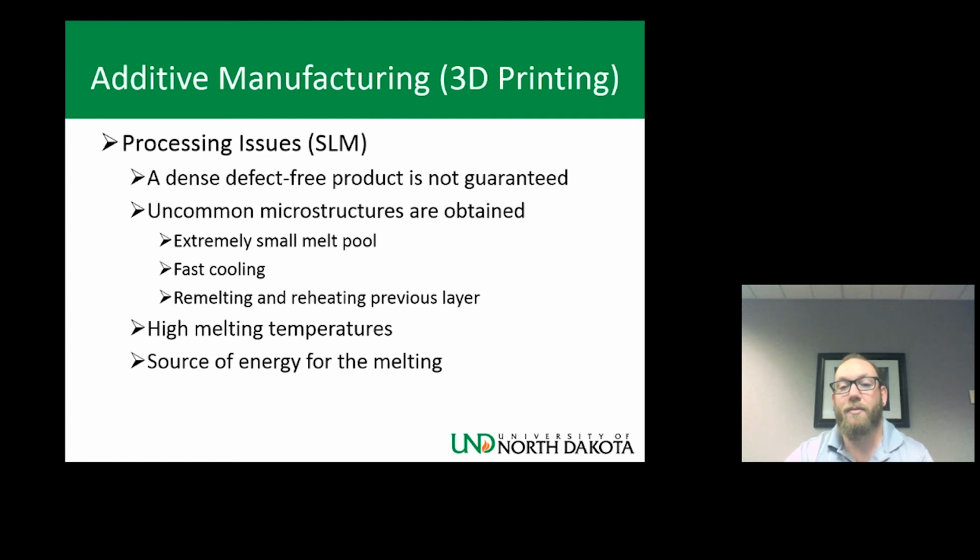The 3D printing process does have issues, and some of them are that a dense, defect-free product is not guaranteed. You get uncommon microstructures, which are extremely small, caused by extremely small melt pools, fast cooling, and the remelting and reheating of the previous layer as you're adding the next layer down. It does take high melting temperatures to do this process, and in order to do that, you need a source of energy to create that melting.